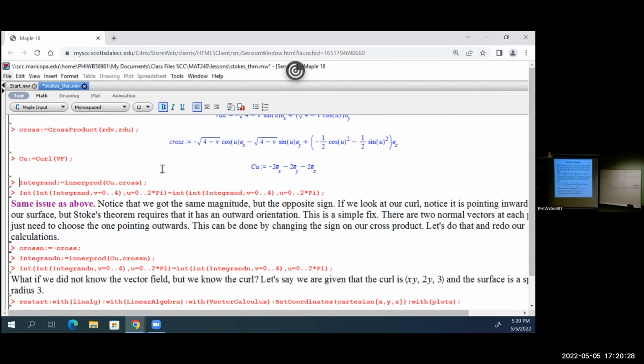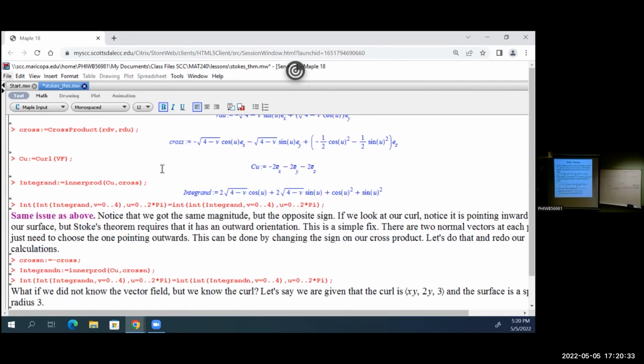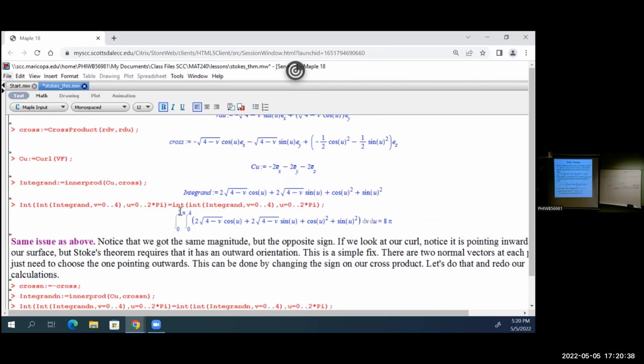And so the integrand comes now from the dot product of those two vectors. And again, our limits are the same as our limits on our parameterization. Once again, I got a positive 8 pi. Well, same issue, right? If I go back to my cross product, this component here, the z, came out to be negative again. But we know we need an outward facing normal. Z had to be positive. So we just multiply by a negative again.